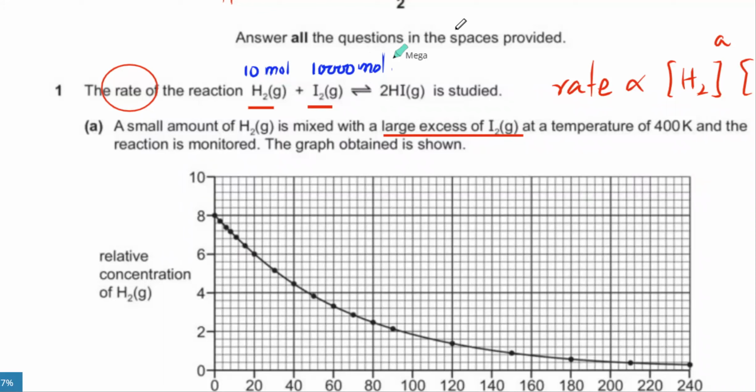Bhaskar, this is reaction kinetics. Rate of reaction, basically, and orders.